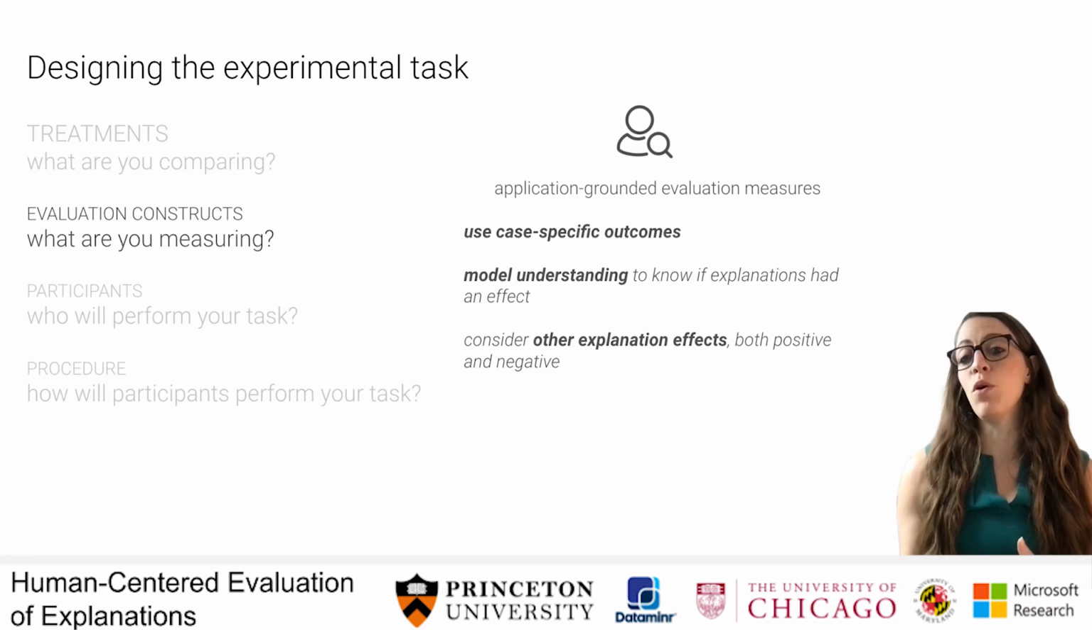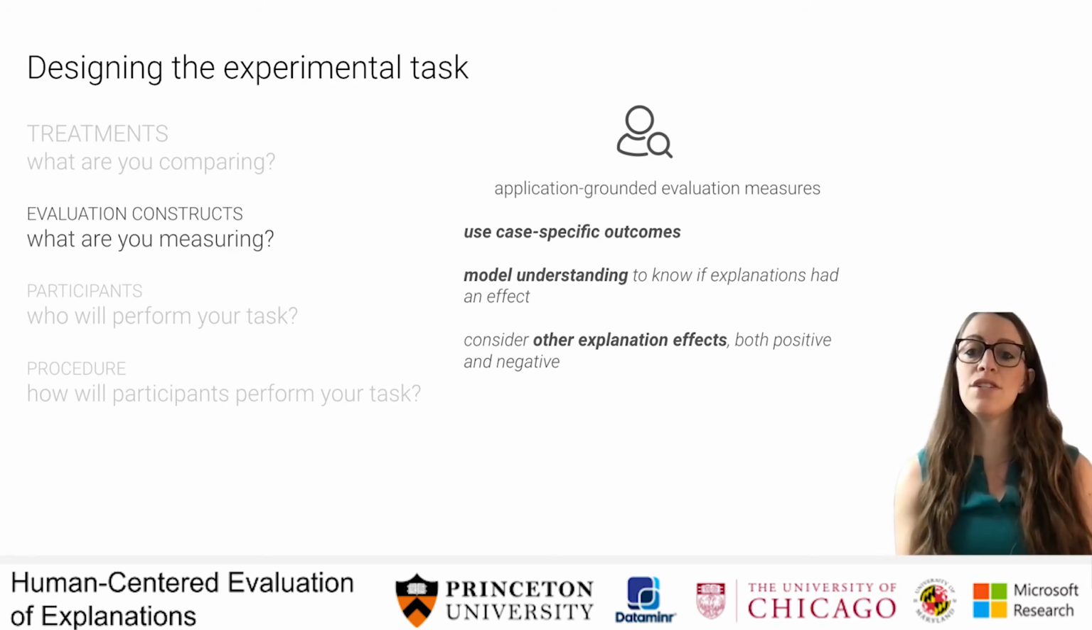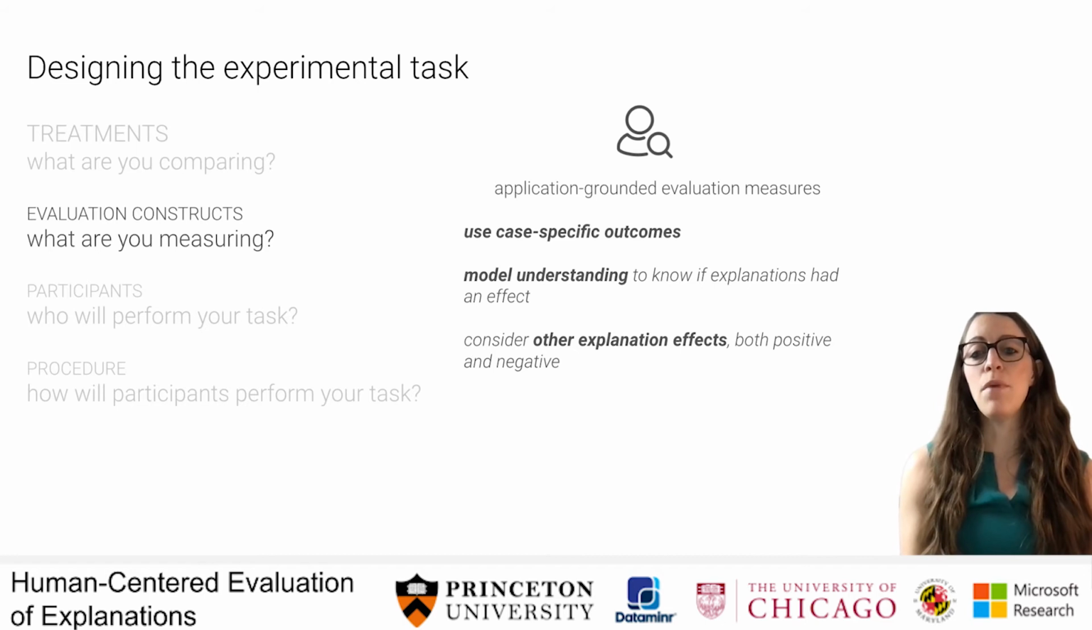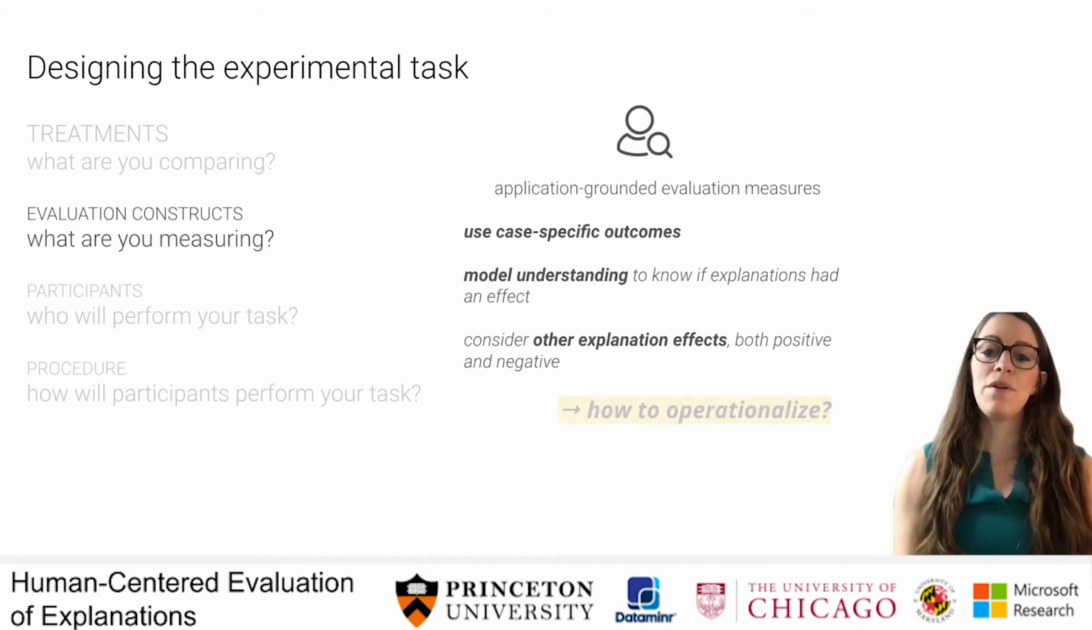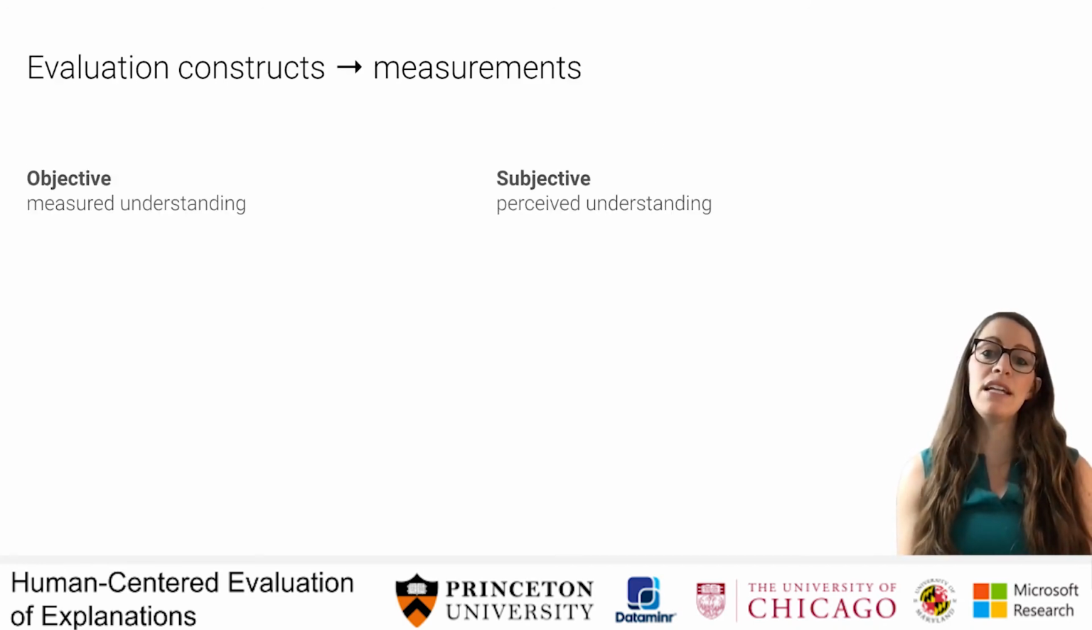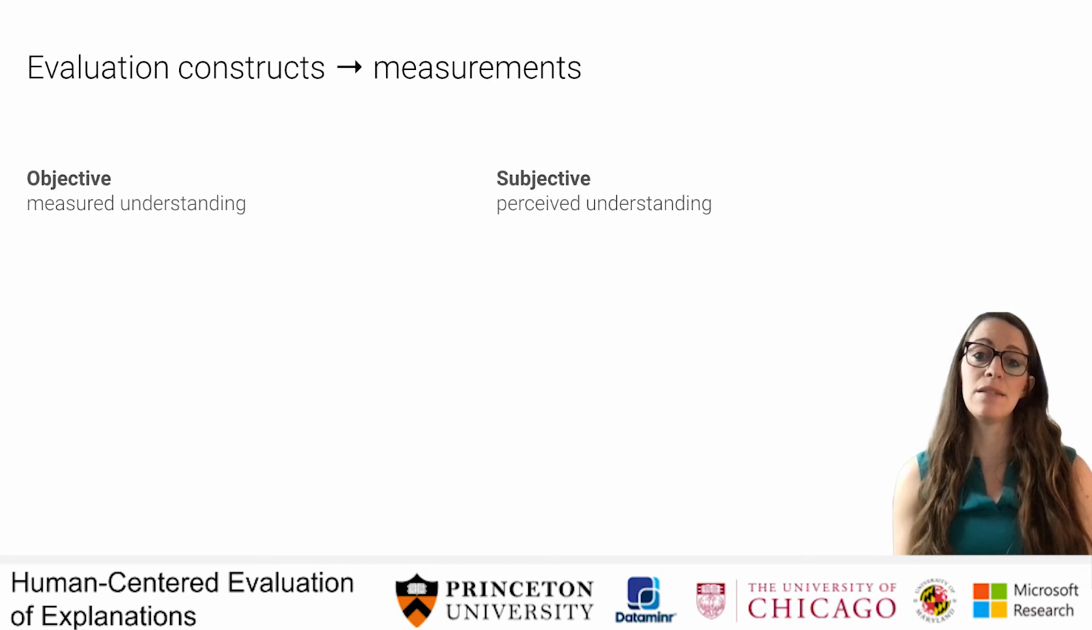So these can be both positive and negative, such as on users' cognitive load, or how long it takes them to process the explanation and perform the task, and on their perception of the AI model. Given your evaluation constructs, you need to operationalize them with specific measurements. So a construct can have many different ways to operationalize its measurement.